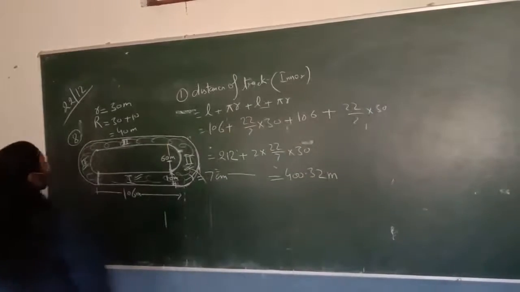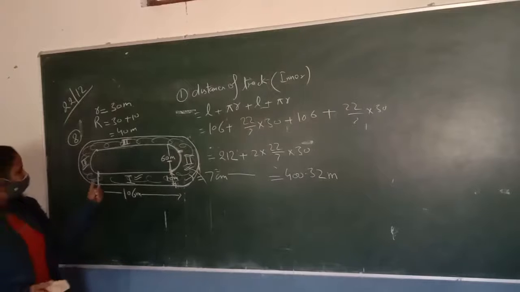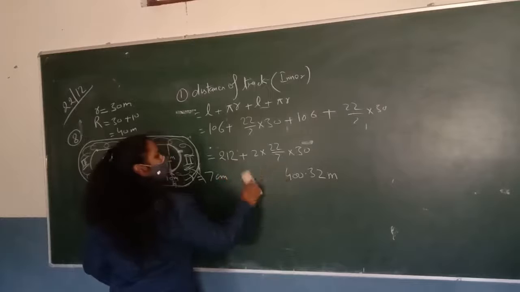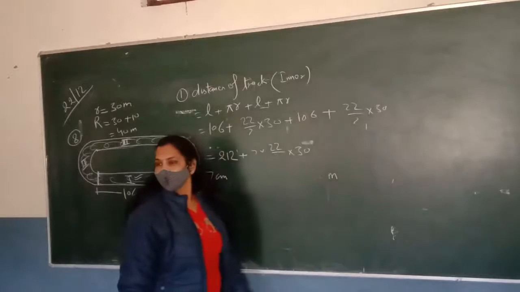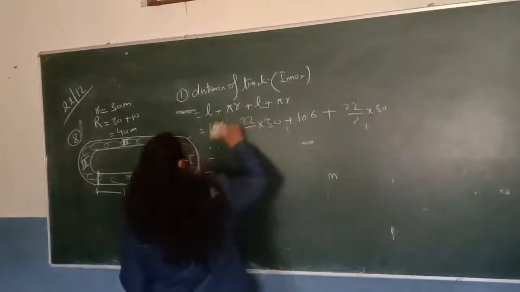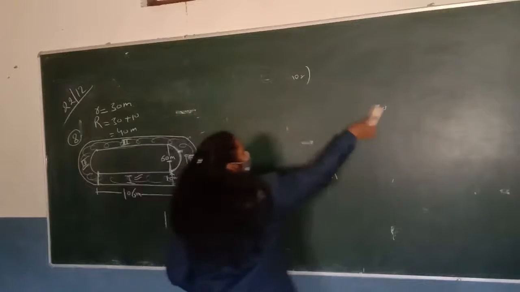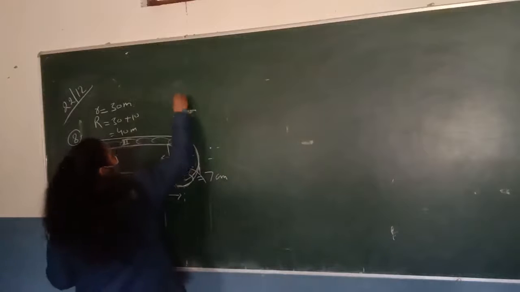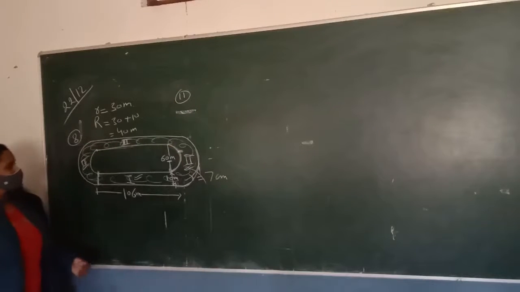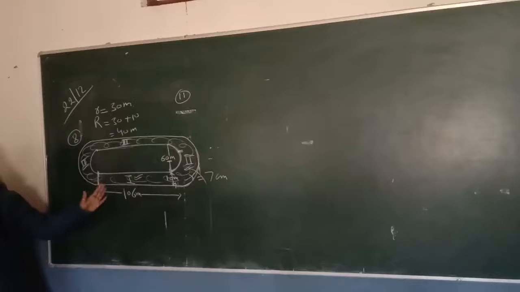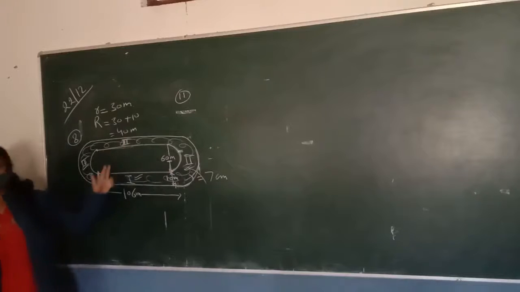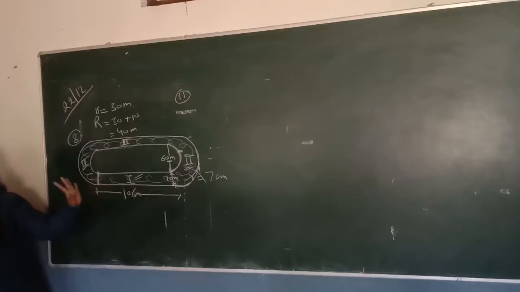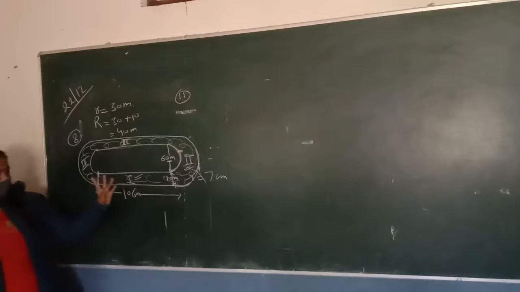Second part. For second part, we have to find the area of the track, है ना? So what is the area of the track? Daisy, how can you find the area of the track? हाँ, we can divide it into 4 parts, first, second, third and fourth. The area of the first part we can find by using the formula of L into B, the area of rectangle. Okay, good.